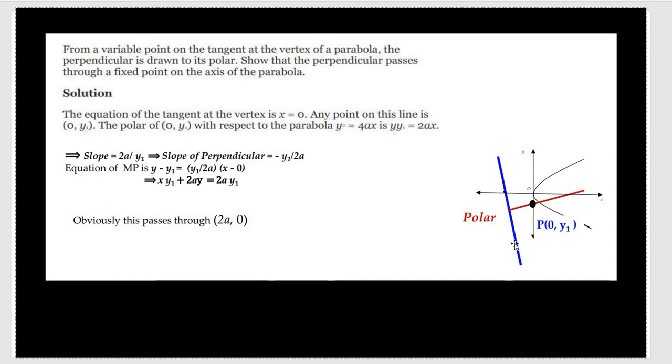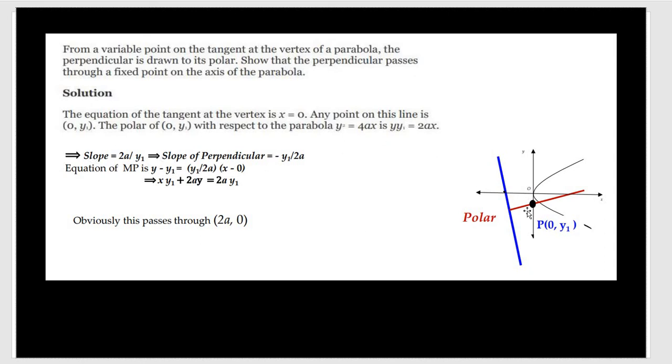So any point on the tangent at the vertex, first we will consider it as (0, y1), because the vertex is the point (0, 0). So the tangent at the vertex is the y-axis. On the y-axis the x coordinate will always be 0. Since we are taking some point, we take that point as (0, y1). Now, considering the polar of this point, we get that equation to be y1 y = 2a x.